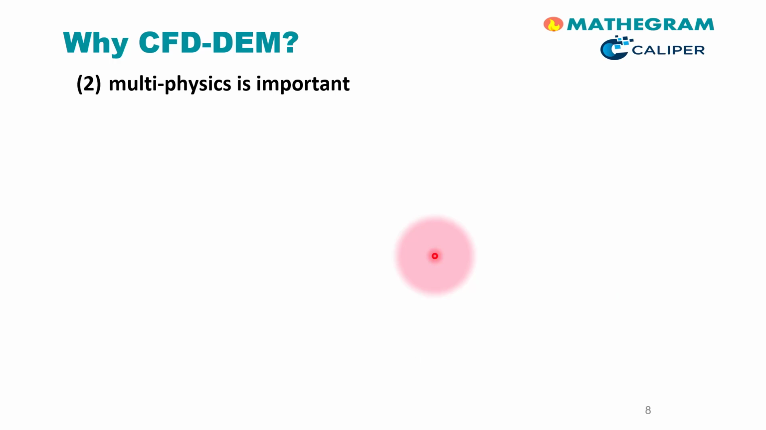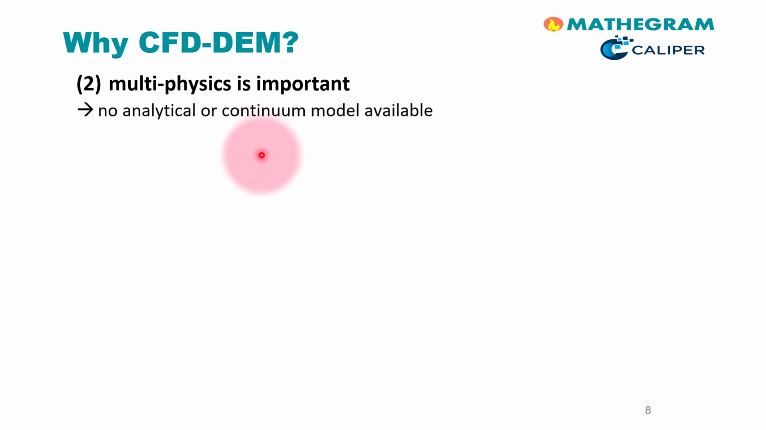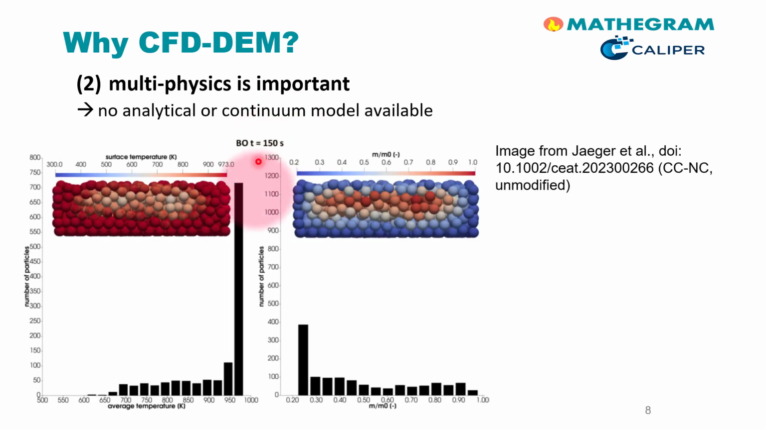The next set of applications in which multiphysics effects are important is motivated by the fact that often precise analytical or continuum models are simply not available. As you see here on the left, this is the case for certain high temperature applications in which, next to classical heat conduction and convection, also radiative energy transport is important.